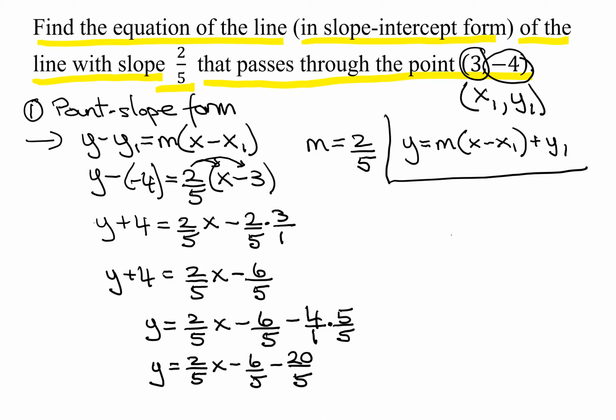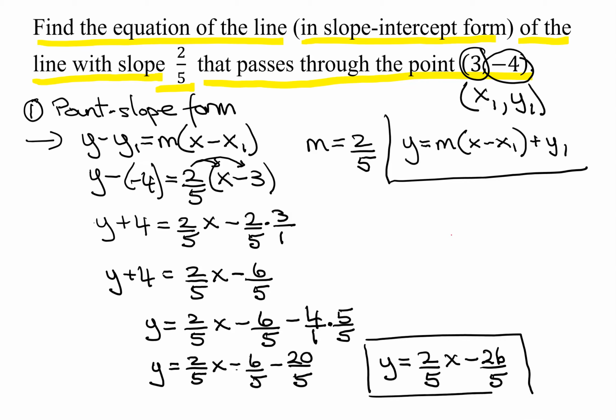So what's my answer? Y equals 2/5 x minus -6 added to a -20 is -26/5. And there is the equation of the line in slope-intercept form. You can see this is my slope and this is the y-coordinate of the y-intercept. Remember I said there's two different methods for solving this. So let me go to the next page.